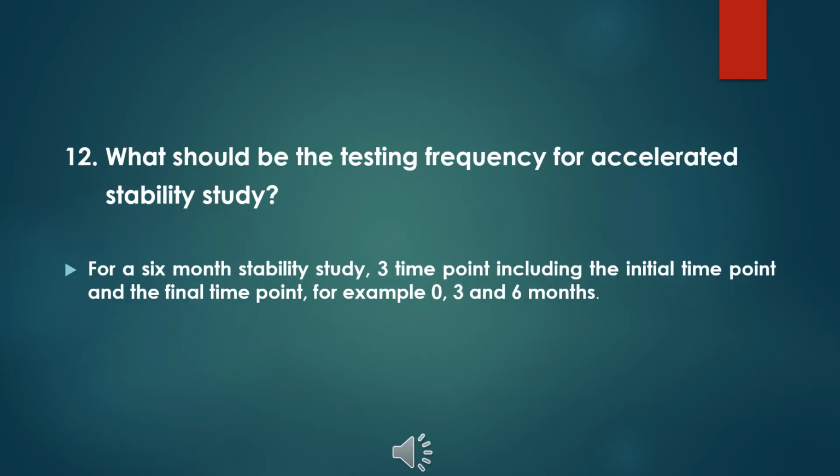Next question, friends. What should be the testing frequency for accelerated stability study? For a 6-month stability study, 3 time points including the initial time point and the final time point, for example 0, 3 and 6 months.